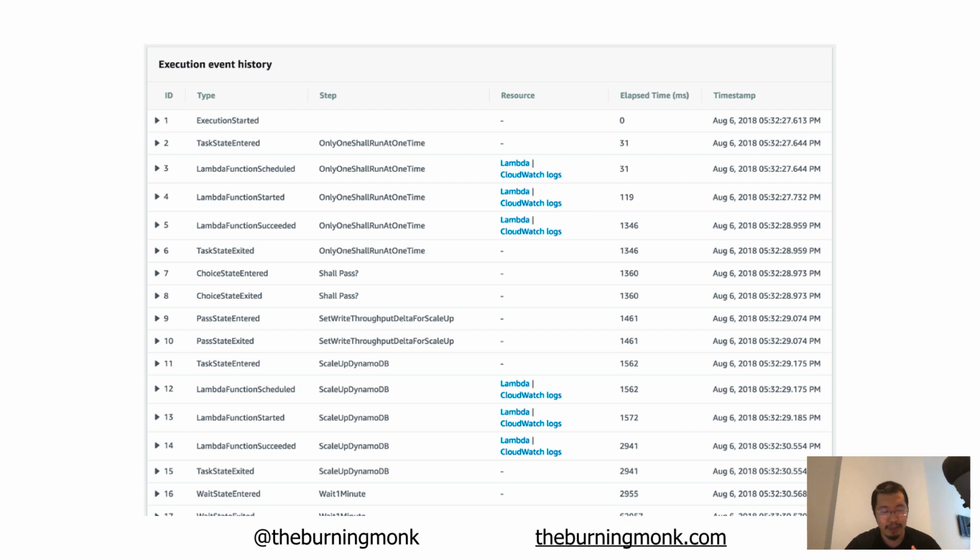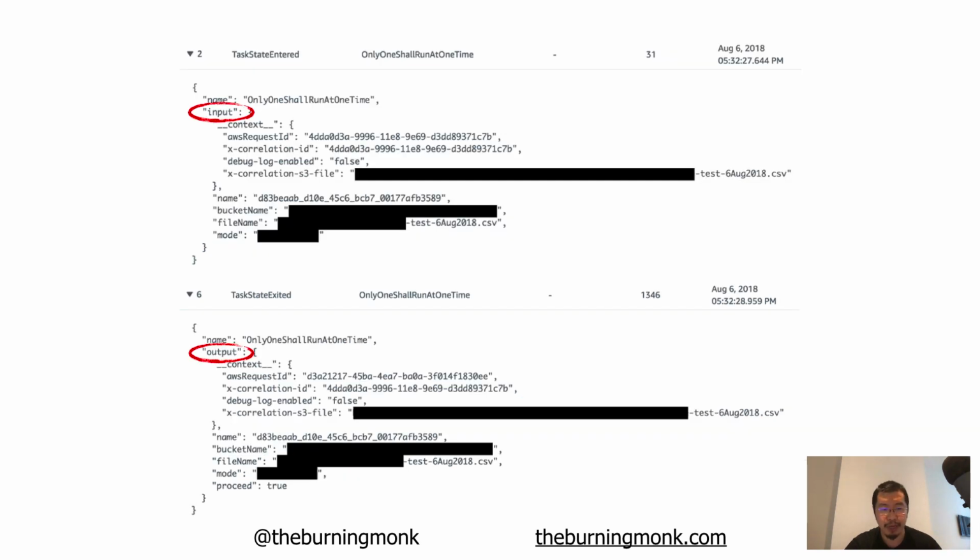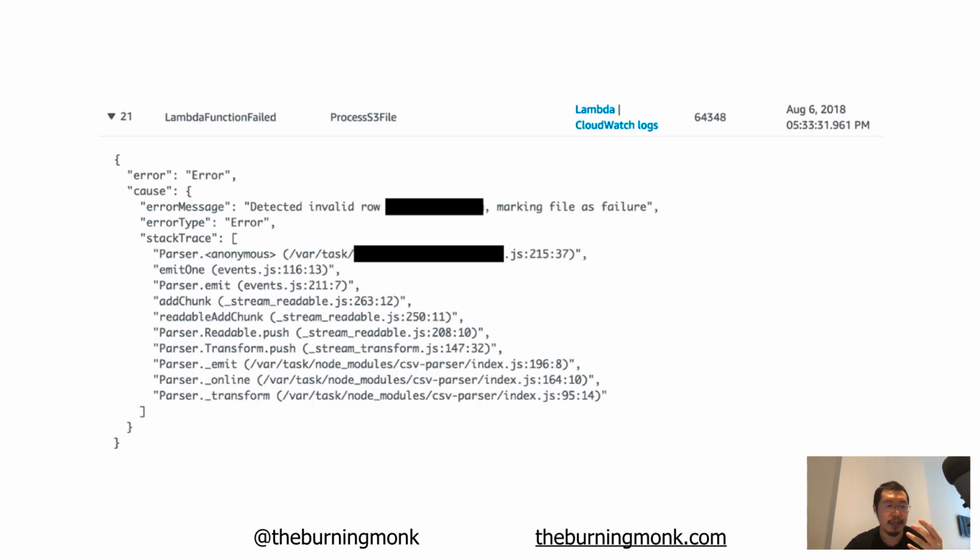And then you get a full history of every single state transition that happened. When did it start? When did it finish? What was the input and what was the output? So this is relevant for task states that invoke Lambda functions, where you can also see the exception, the error message, as well as the stack trace when the task state errors because the Lambda function errored as well.